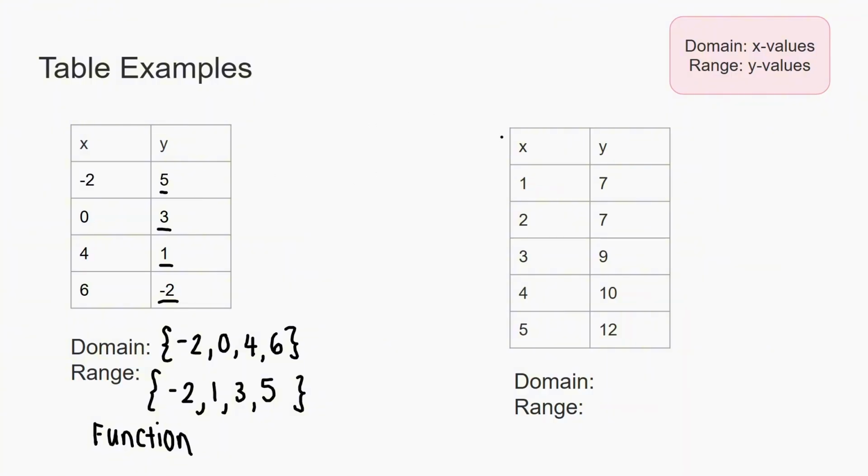Now, let's do this question right here. We have x and y, and we have a bunch of points like before. Our domain is going to be the x value, so our domain is this side. Our domain is going to be 1, 2, 3, 4, 5. And our range is our y values, so it's 7, 7, 9, 10, and 12. Now, because we're writing it in set notation, we only have to write the 7 once. So our range is going to be 7, 9, 10, and 12.